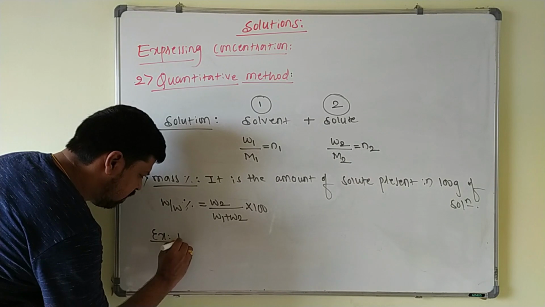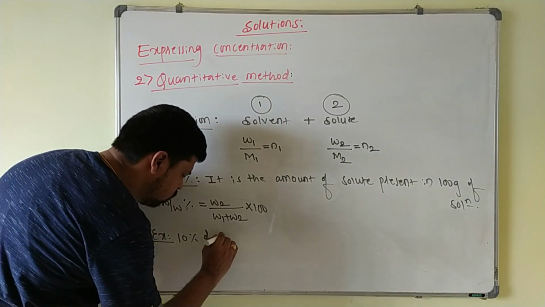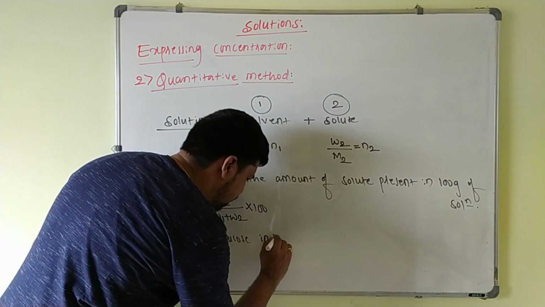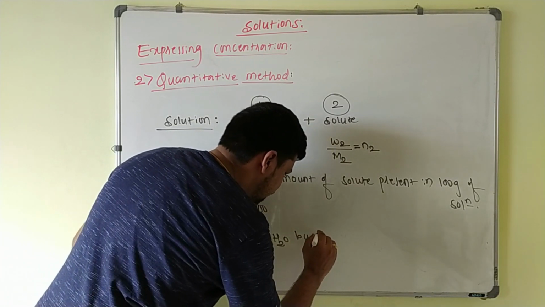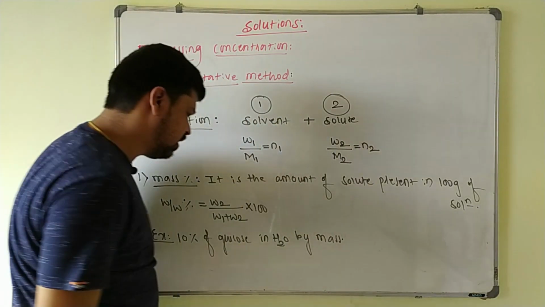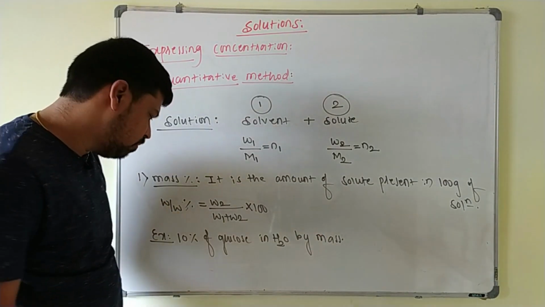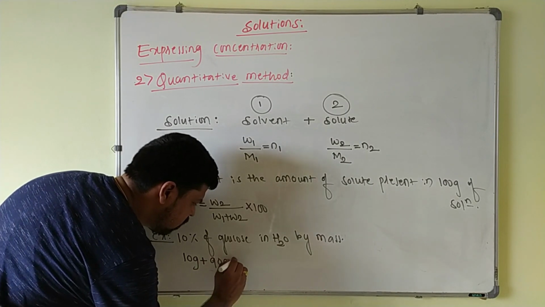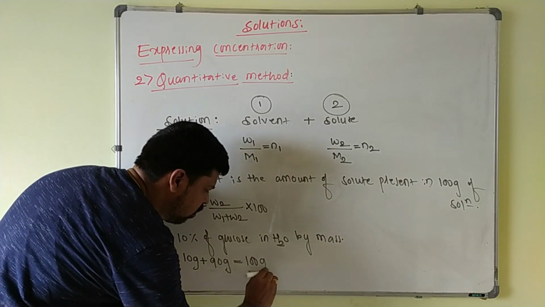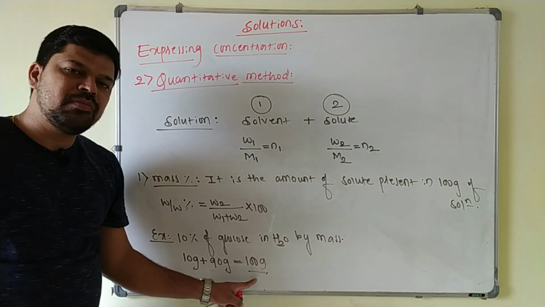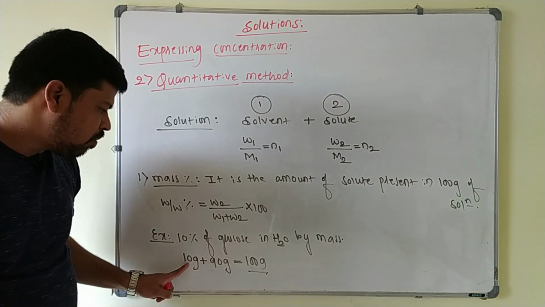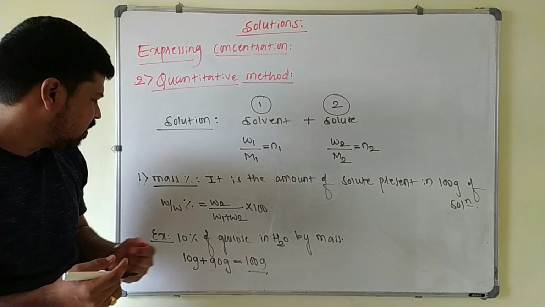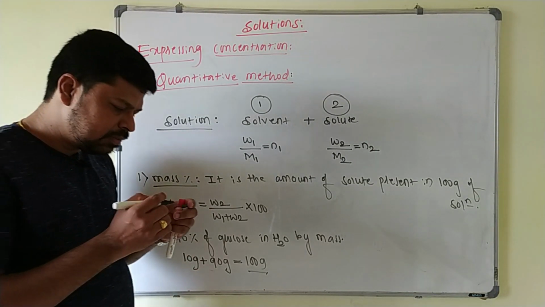that is 10% of glucose in water by mass. This is nothing but 10 gram of glucose is present in 90 gram of water to make 100 gram of the solution. So the total mass of the solution must be 100 gram. So in that one, 10 gram of glucose is present in the 90 gram of the water to make it as 100 gram of the solution here. This is mass percentage. Next one.